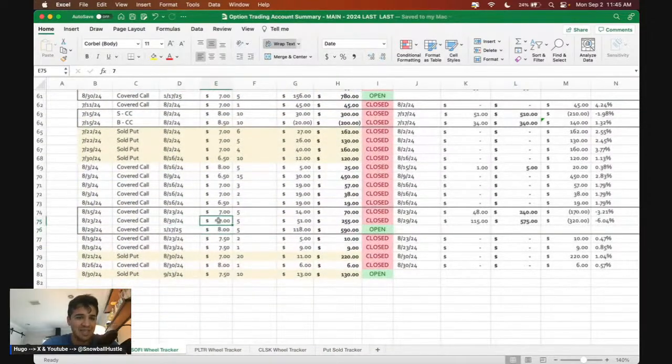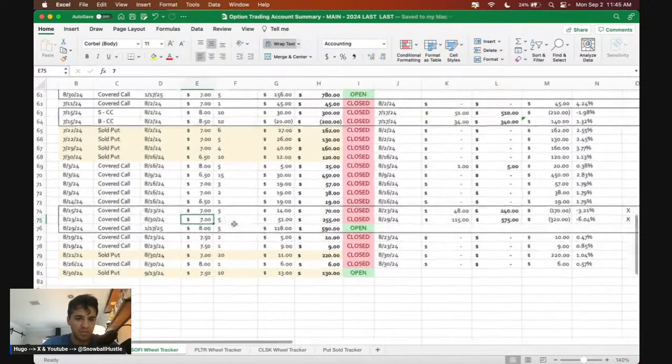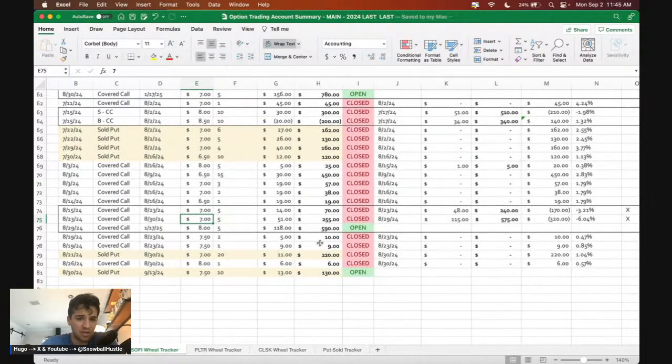So these were actually $7 calls. Okay, so I had these $7 calls. And again, the importance of this wheel tracker is also to keep track of what your net premium gain or loss is, right? Because as you keep rolling, you're either making money or you're losing money. So here, when I first opened these, I opened these $7 calls for $14 credits. I actually had to close them for 48. So right off the bat, it's $170 loss.